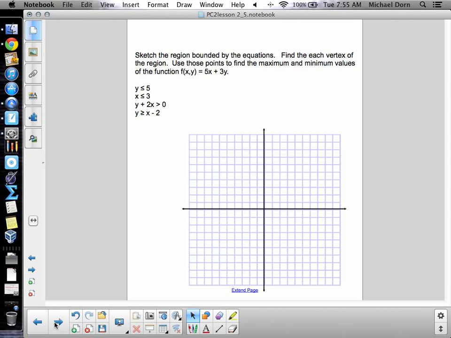Okay. So we have to graph our lines. y is less than 5. Now, a y equals equation, is that going to be a horizontal line or a vertical line?